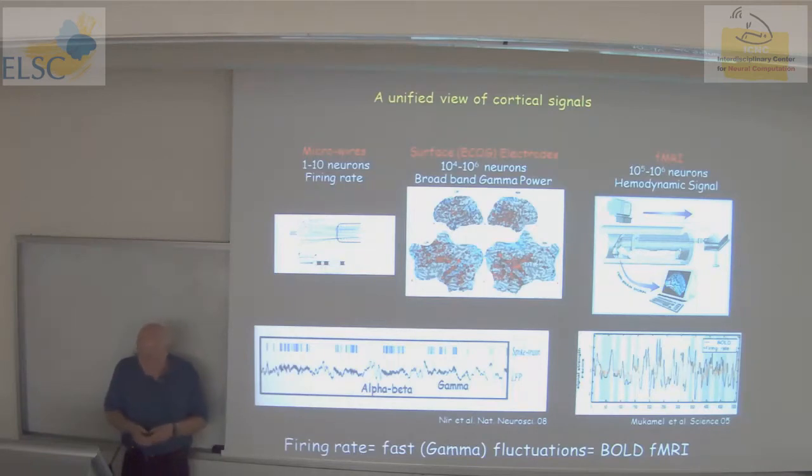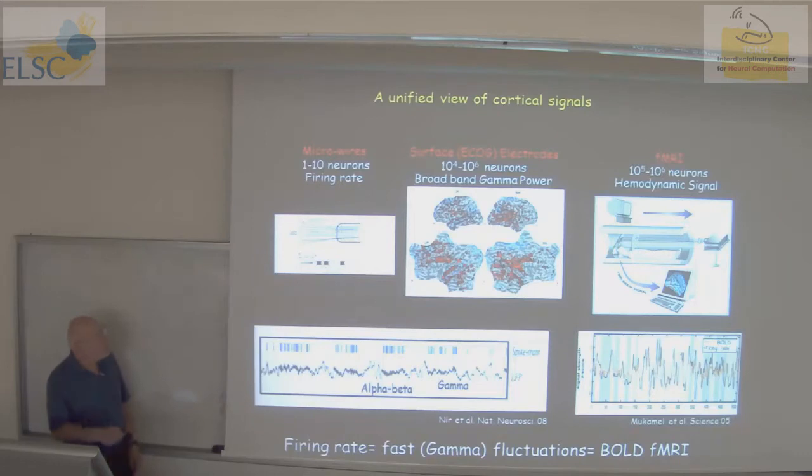Basically, we use three kinds of techniques. We use two intracranial techniques, that is, in patients undergoing clinical procedures for epileptic diagnosis. The neurosurgeon is doing the placement of the electrodes. We are not involved in that, but we take advantage of these electrodes when they're in place, because the patients walk around with these electrodes chronically in their head, sometimes for a week, and when they are bored, we can ask them to participate in experiments.